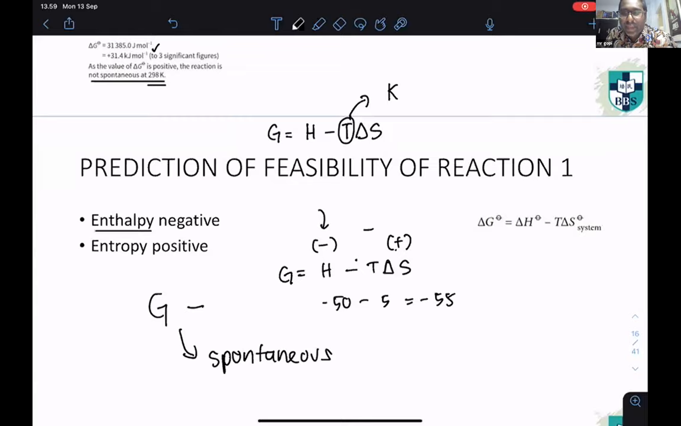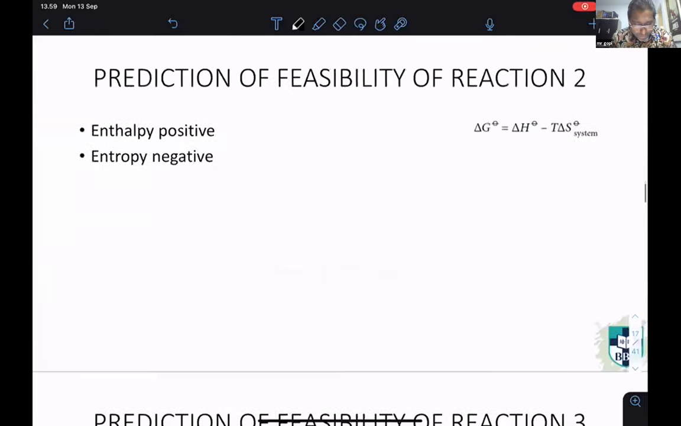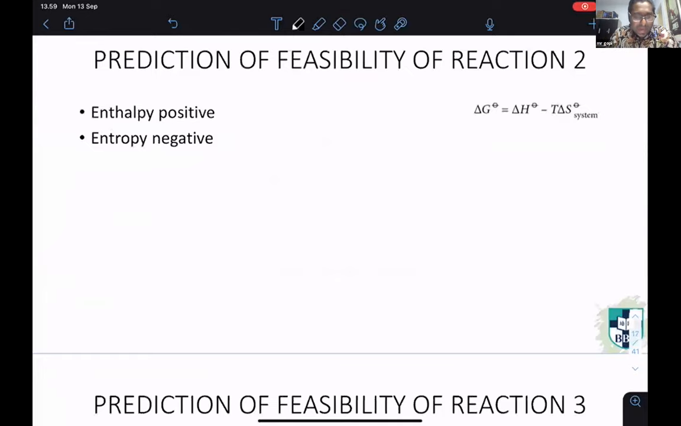I'll come back to this again. I will just show you another slide. Now, how about if my enthalpy is positive and my entropy is negative? I'll just show you the formula again. Maybe some of you will be thinking, what is this? I'm already confused. Just be calm, I'll explain to you in detail.